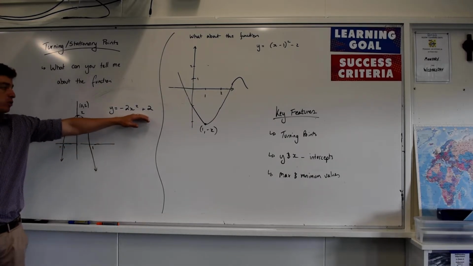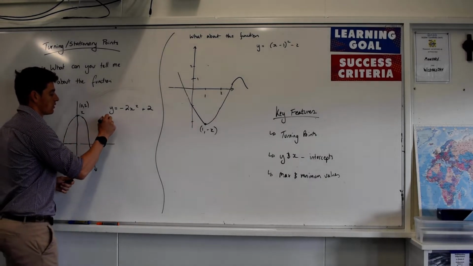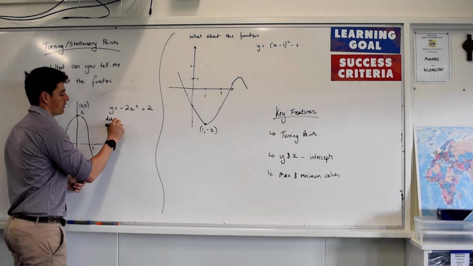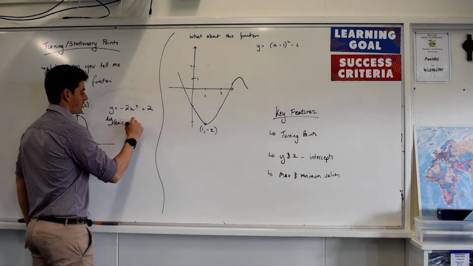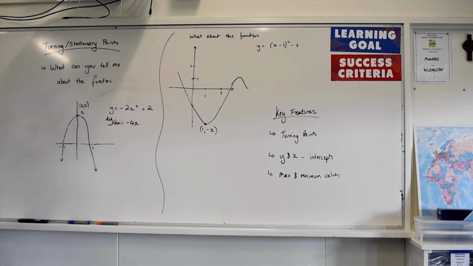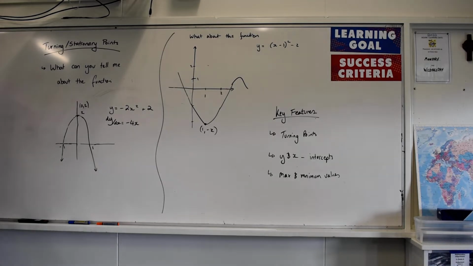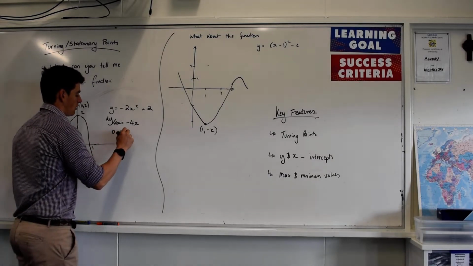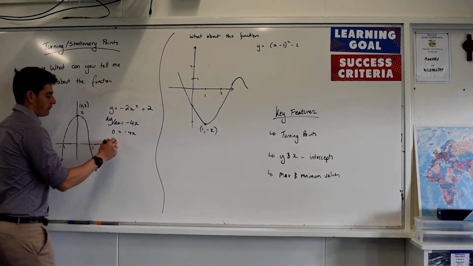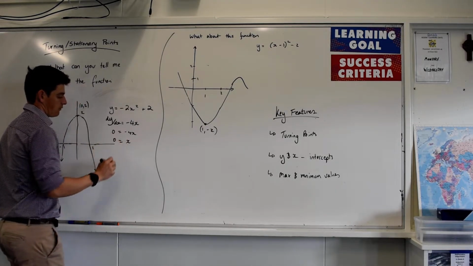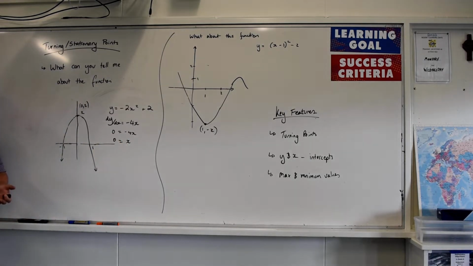So in this situation, what's my derivative? dy/dx equals? Negative 4x, correct? Now where does my turning point occur? When x equals? 0. So when I let this equal 0, what should x equal? Ta-da!